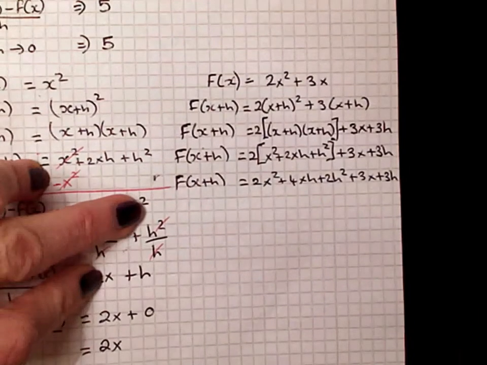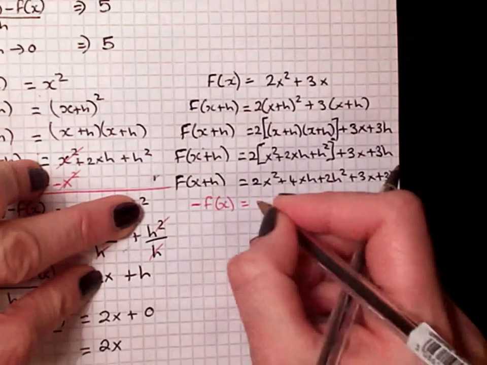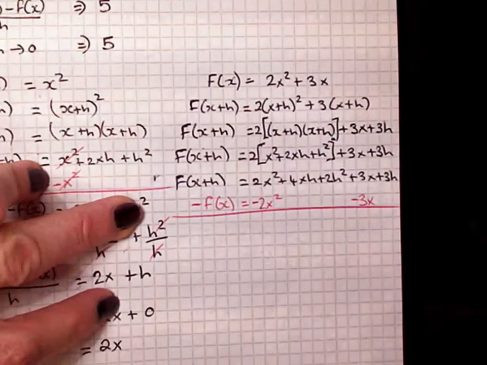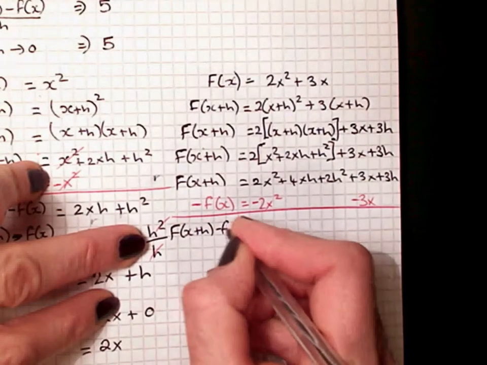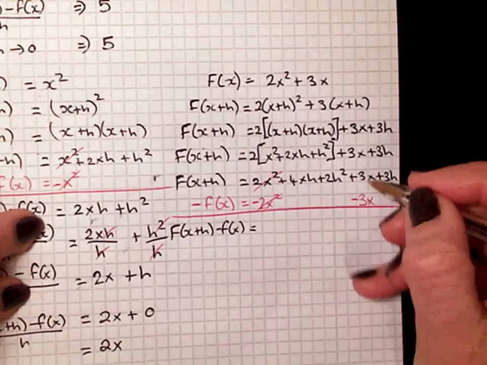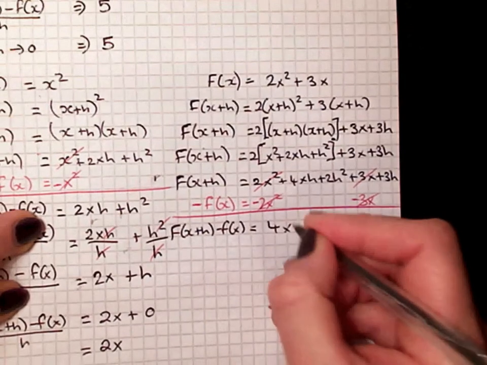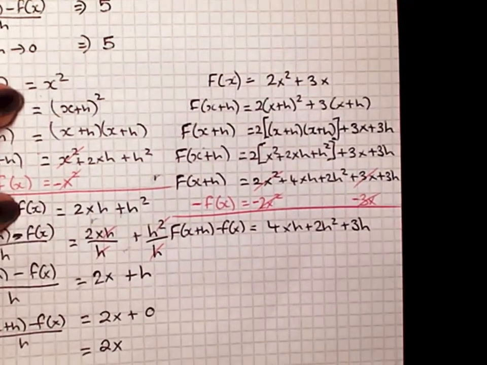Okay, now step 2, take away your original equation, minus f of x. Okay, so you're going to have minus 2x squared and then minus 3x. So adding your two lines together, f of x plus h minus f of x equals, so your 2x squared and your minus 2x squared and your 3x and minus 3x cancel. So you're left with 4xh plus 2h squared plus 3h.